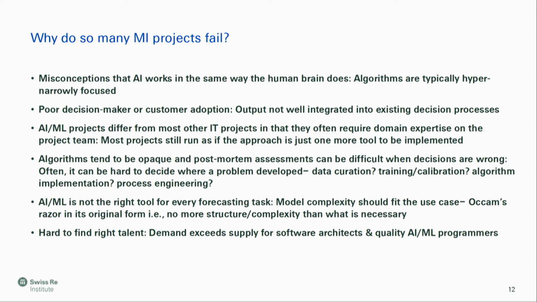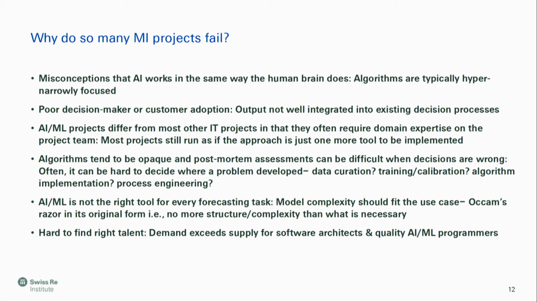So the first thing is that we need to change the misconception among non-technical people that AI works the same way the human brain does. It typically doesn't. And most of the times, algorithms are hyper-narrowly focused. And in fact, they might not even be the super innovative deep learning or deep reinforcement learning. It might just be logistic regression. And I think it's in our interest to educate the decision makers a little more about the differences.